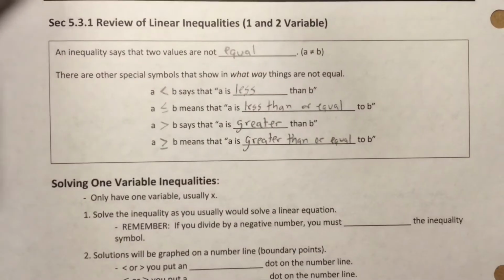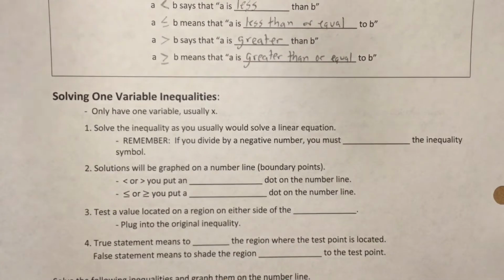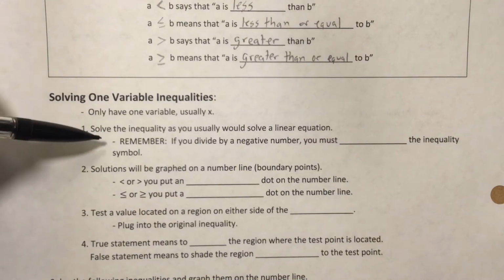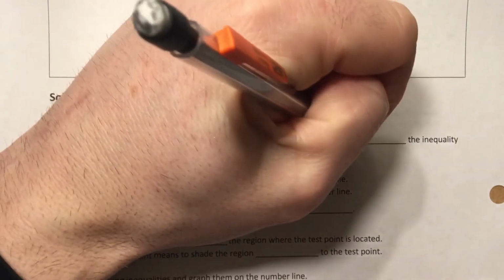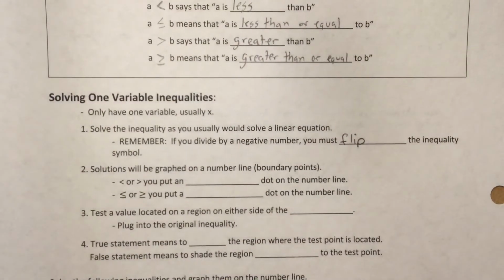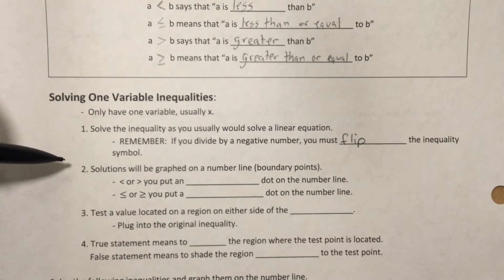All right, so if we're solving one variable inequalities, these only have one variable, and it's usually an x. So here are your steps. Solve the inequality as you would solve a linear equation. And the one big thing you have to remember is if you divide by a negative number, you must flip the inequality symbol. Solutions will be graphed on a number line. We're going to call these boundary points, and then you will need to shade.